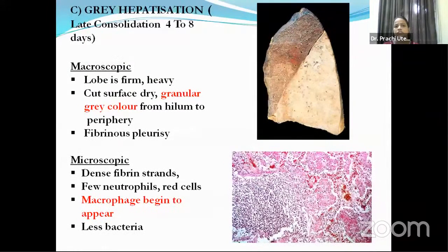The next stage is gray hepatization, which is also called late consolidation, and it starts around 4 to 8 days. The lobe is firm and heavy, and the cut surface is granular and gray in color, and fibrinous pleurisy is seen. Here the macrophages begin to appear in the tissues, and dense fibrin strands and few neutrophils are seen, and the number of bacteria is becoming less.